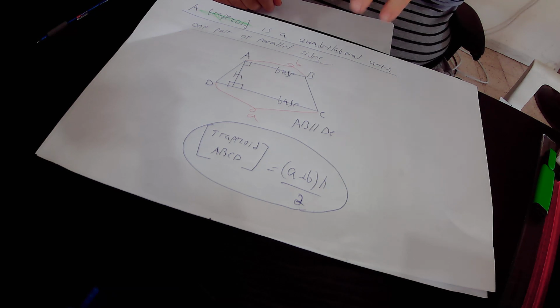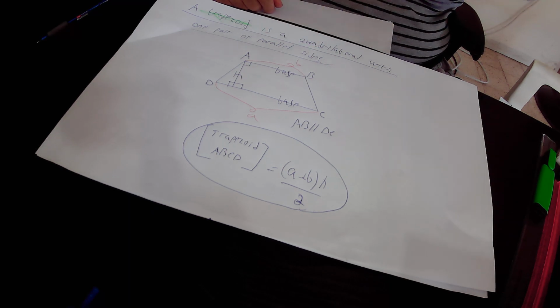Again, the area of this trapezoid ABCD equals A plus B, that is the sum of the two bases, times the height, that is h, over 2. So the area of trapezoid ABCD equals A plus B times h over 2.